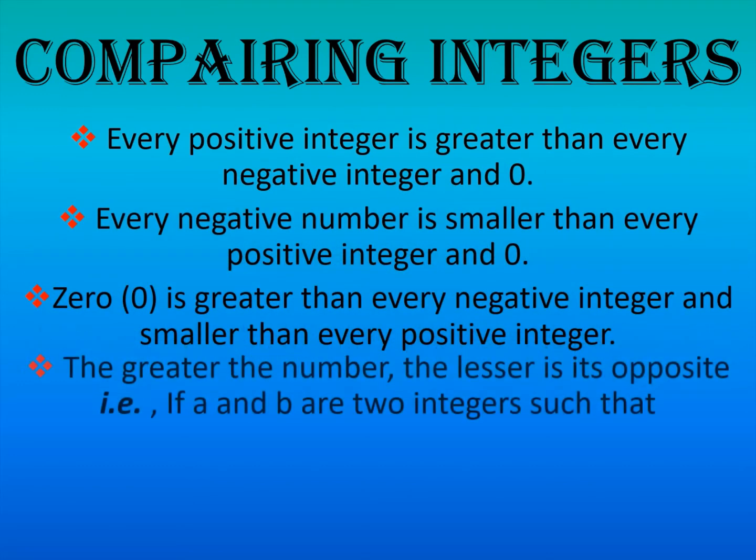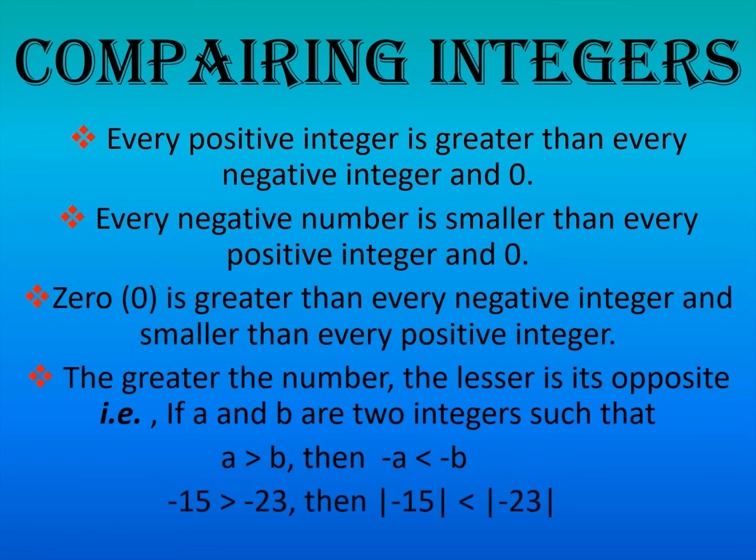Now let's discuss comparing integers. Every positive integer is greater than every negative integer and 0. Every negative number is smaller than every positive integer and 0. 0 is greater than every negative number and smaller than every positive number.